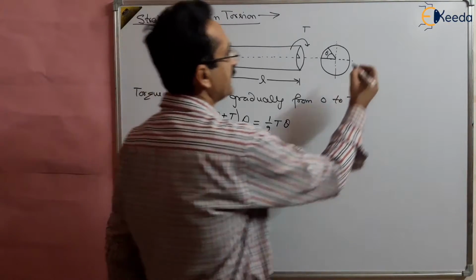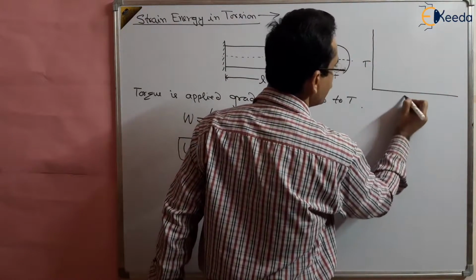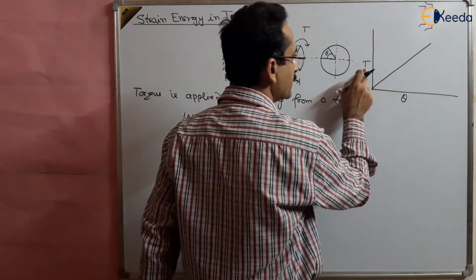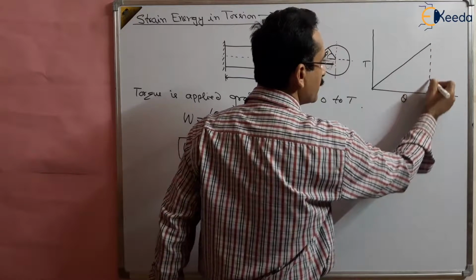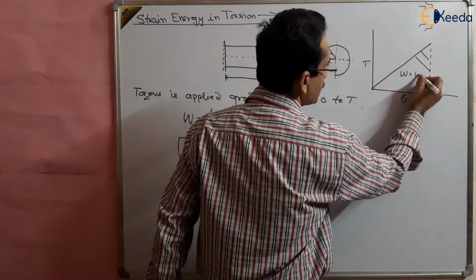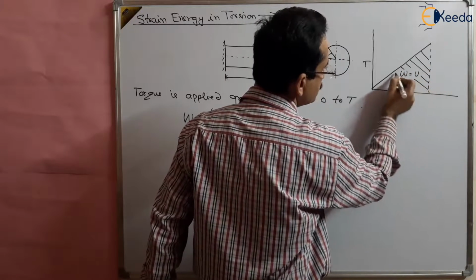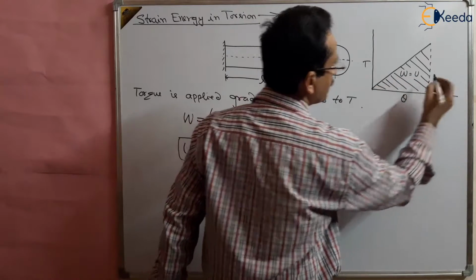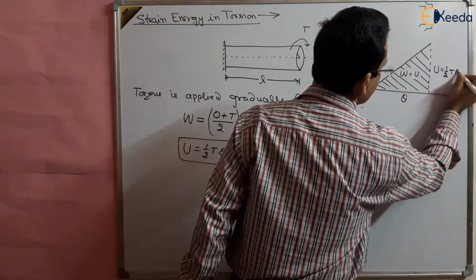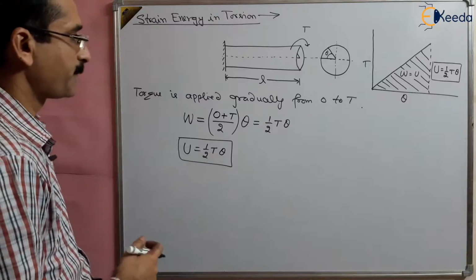This we can show by the linear variation also, that the torque is applied linearly like this. So the area under the T theta curve will give the work done or strain energy stored. So this is the area under the curve, and the area under the curve will give the strain energy stored. This is half T theta, which we have written here.